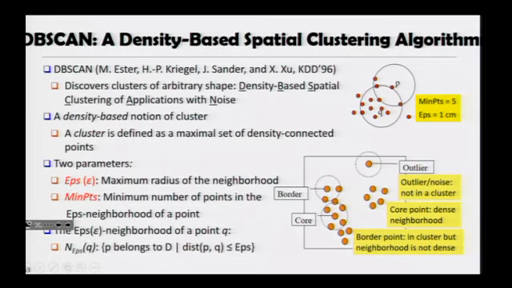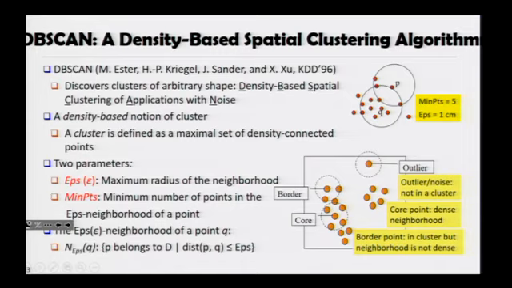So DBSCAN is basically called a density-based spatial clustering algorithm. The goal of this algorithm is to use density-based measures on the spatial space of the data points to discover clusters of arbitrary shape. As I just mentioned, a critical concept in this kind of method is how do you define density?